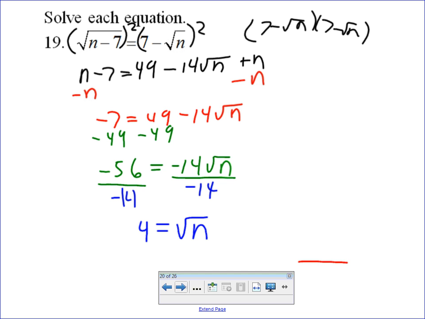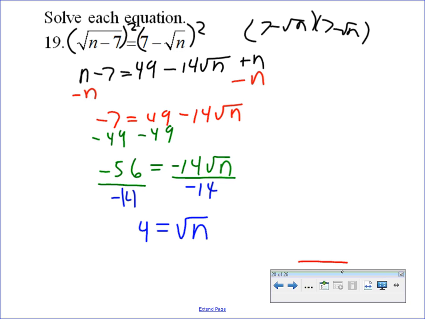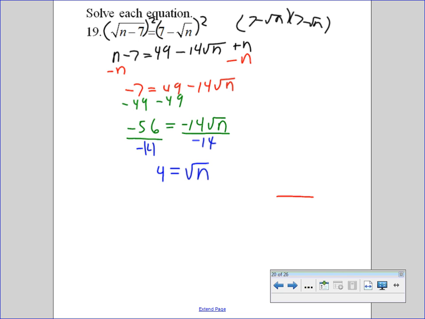Now I've isolated the other radical. So what I'm going to need to do is square both sides, and I'll get 16 equals n. Now remember, if we square both sides of an equation in the process of getting our solution, we have to plug that solution back in to double check that it works, because we can get extraneous solutions.